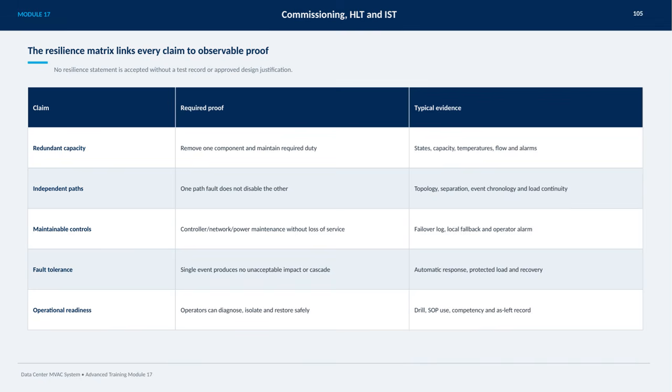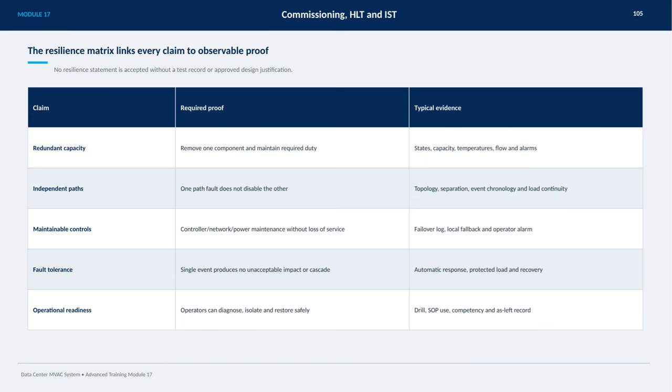For independent paths, proof involves showing that a fault in one path does not disable the other, backed by topology diagrams, separation details, event chronology, and load continuity records. When it comes to maintainable controls, we need assurance that controller, network, and power maintenance can occur without loss of service. This is supported by failover logs, local fallback options, and operator alarms.